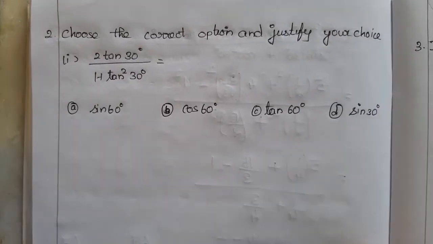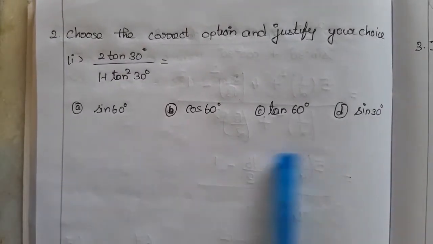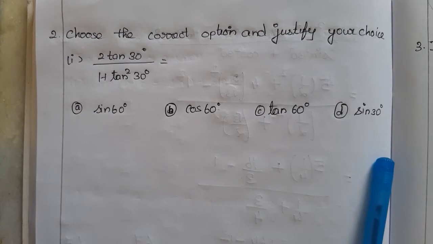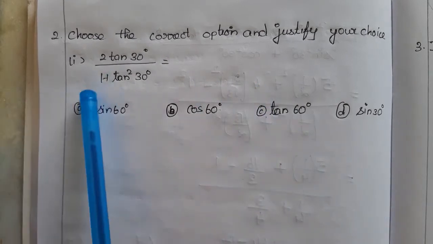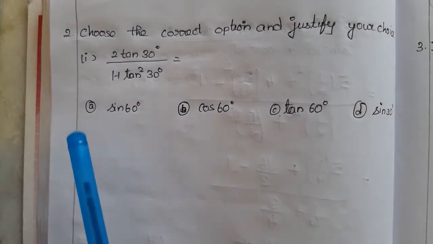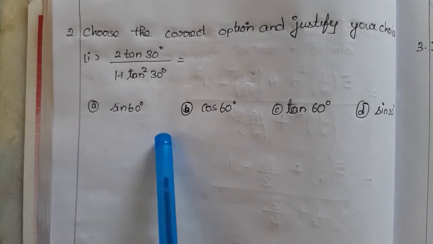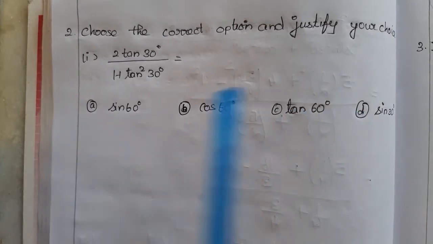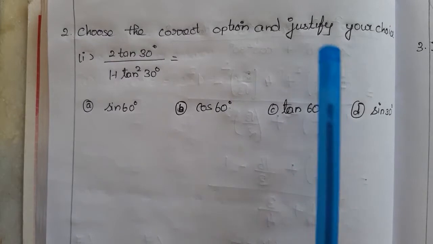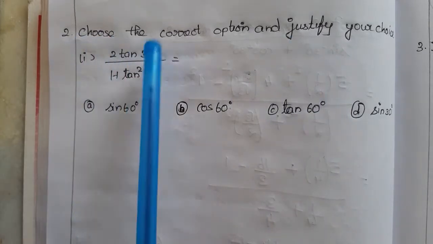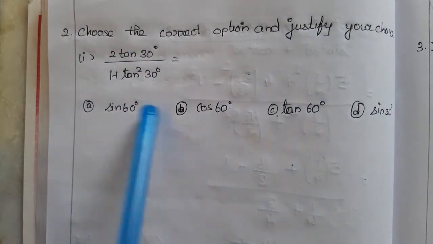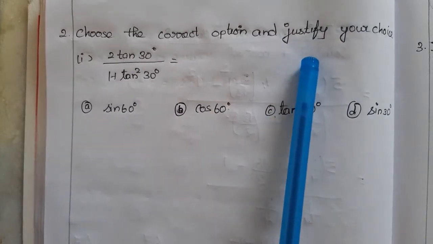Hi students, so today we are going to continue with the problems based on the specific angles. The specific angles, we remember, are 0 degree, 30 degree, 45 degree, 60 degree and 90 degree. And we all know the values of these six trigonometric ratios, right? Choose the correct option and justify your choice. So just choose the best answer, and you have to justify.